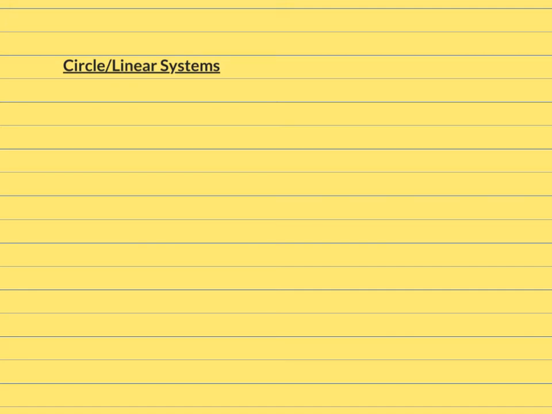Everyone, in today's lesson we're going to talk about how to solve circle linear systems algebraically. But first we need to address what they look like graphically. So let's just say I have a circle and then a line going through it. It's clear that we have two solutions, here and here. So this is our first scenario.